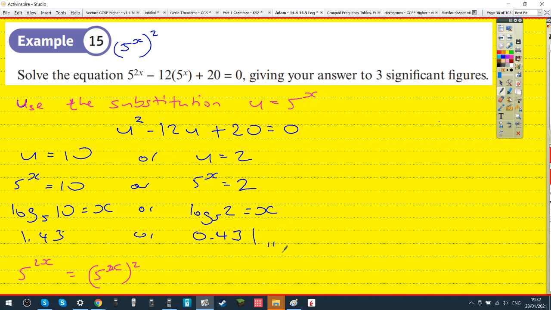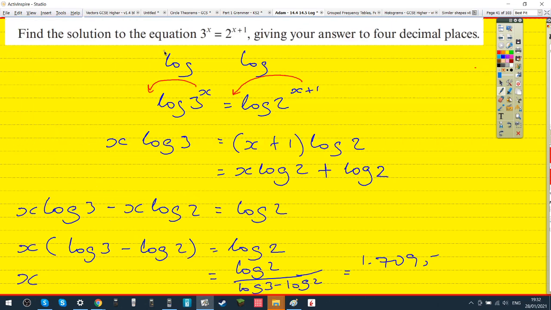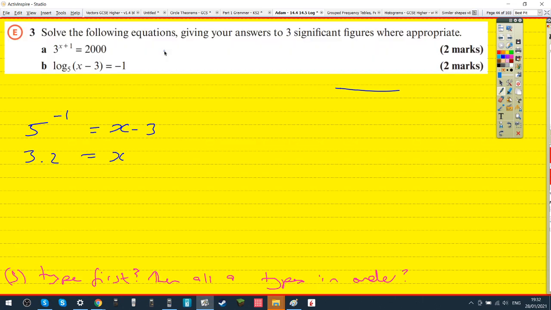Right, there we go. So it's a hidden quadratic. 5 to the x you can replace with a u, and then that one is like squared. And it's a very common type of question.